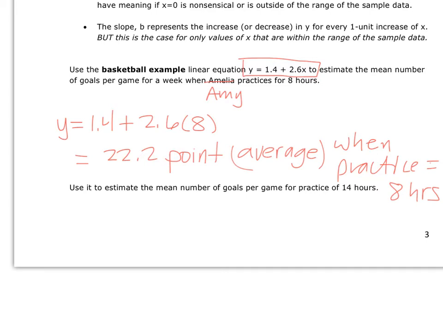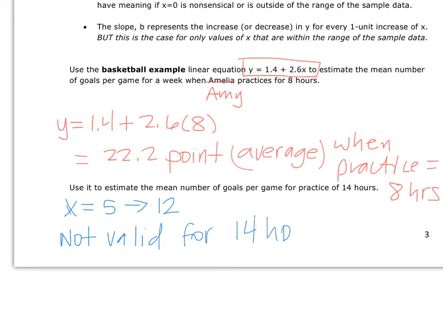Now let's use that to estimate the mean number of goals per game for a practice of 14 hours. If you look back at the sample data, the x values went from a low of 5 hours up to a high of 12 hours. So 14 is not in that range, so the model is not valid for 14. We're not going to use it to predict points.